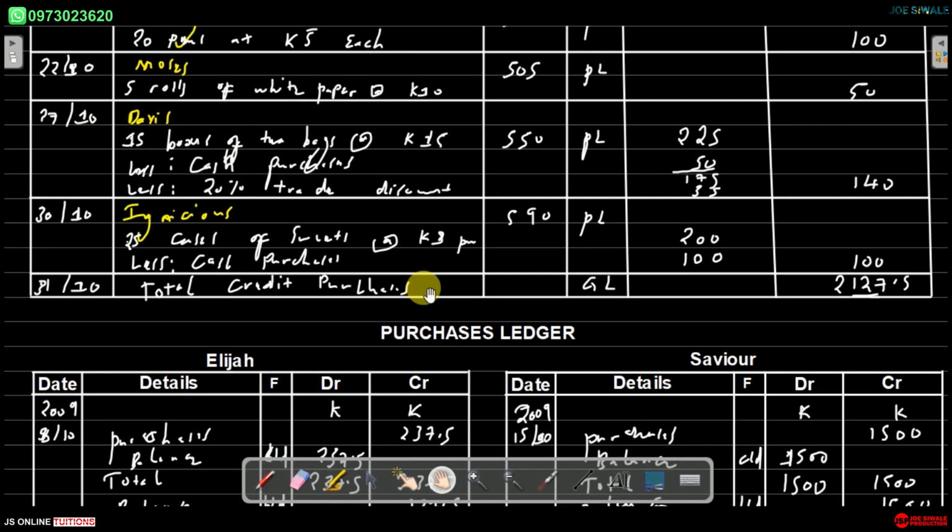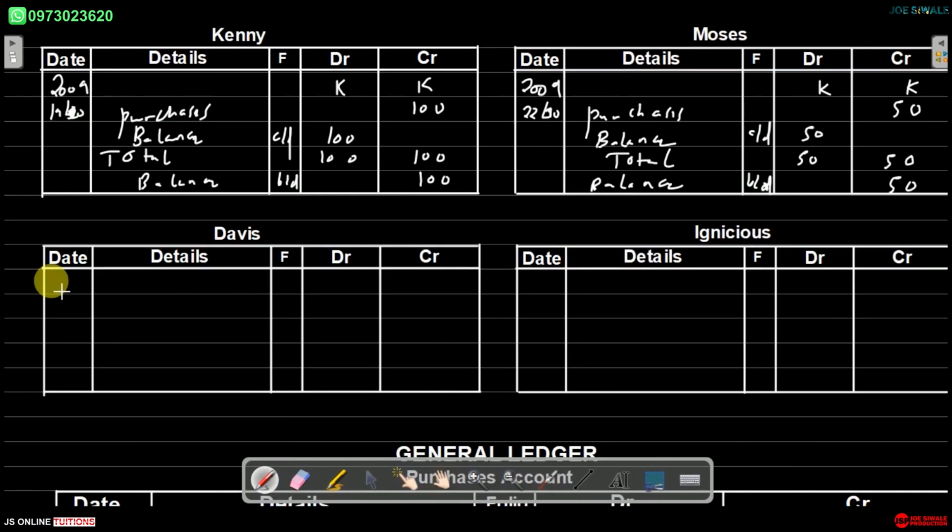So the next supplier that we are having is Davis, and the amount there, as you can see, it's 140. And since we only had one transaction for Davis, that means that we can balance up that account. So you can see our 2009, our kwacha there, and we know that the date is 27th of October. In our details, we're going to say purchases. The amount, we know that's 140.